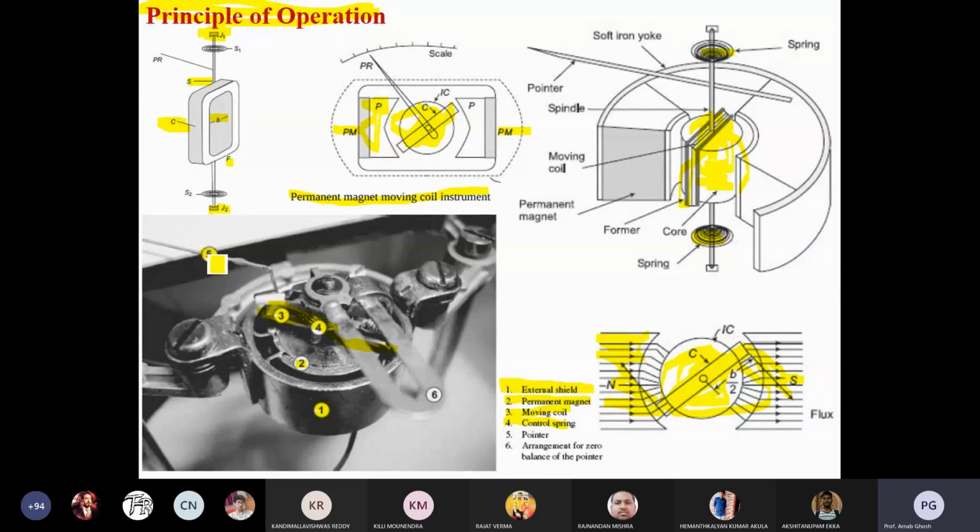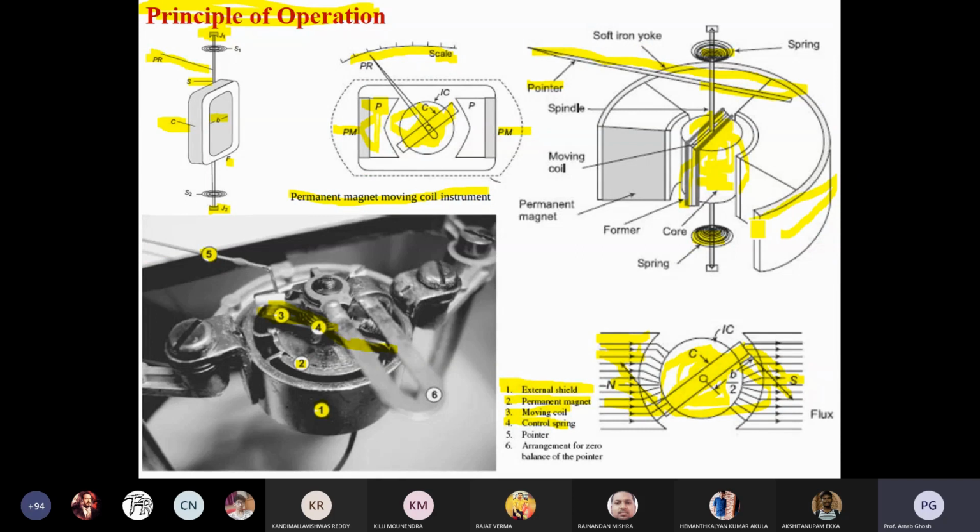It is given. So the external soft coating is there, the soft iron yoke is there for the coating purpose. Then you know that the permanent magnet is there. Inside of the permanent magnet you are using that coil. Everything will be held up by the spindle. The spindle and coil are held by the former, and an iron core is there. That cylinder is the core.